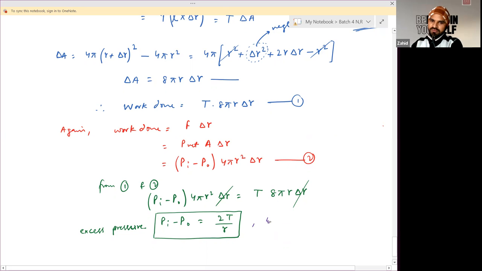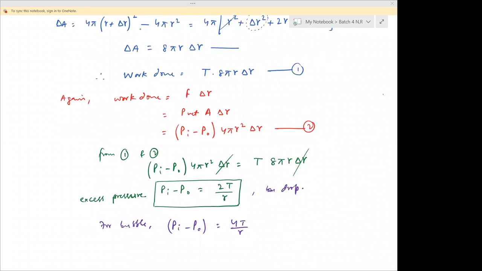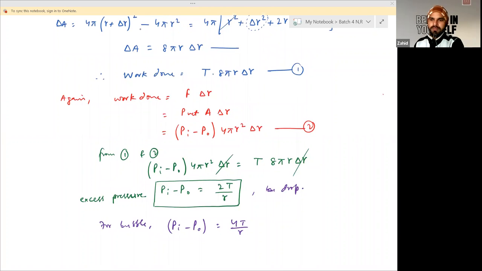So this is the case of a drop. So we can write for a bubble this part. So the pressure difference will be like this.